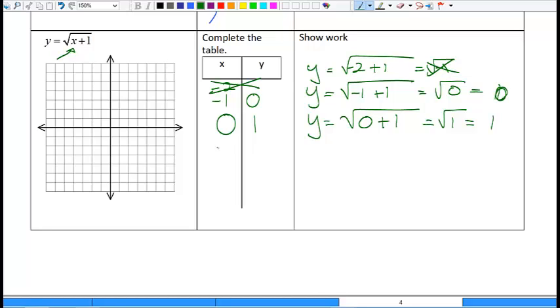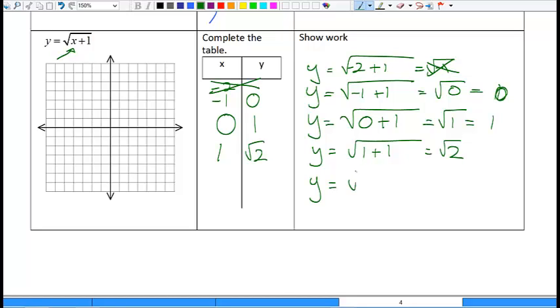Okay, so let's try the next one, 1. 1 plus 1 is the square root of 2, which, I don't know, that's like 1.4. It's an okay point. It's a good solution. It's just not something that I'm going to be able to graph very well, okay? So I might probably not graph that one.